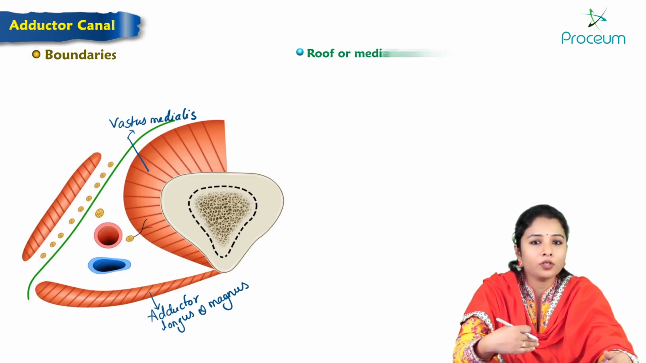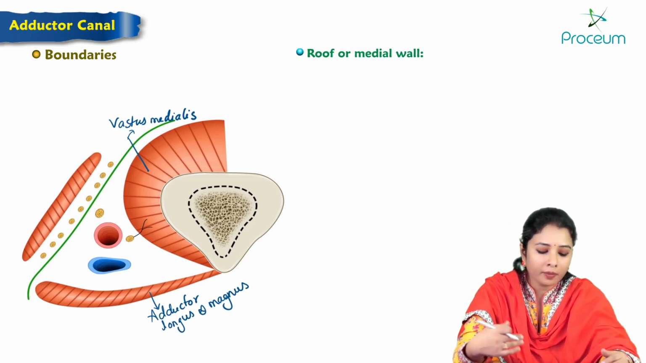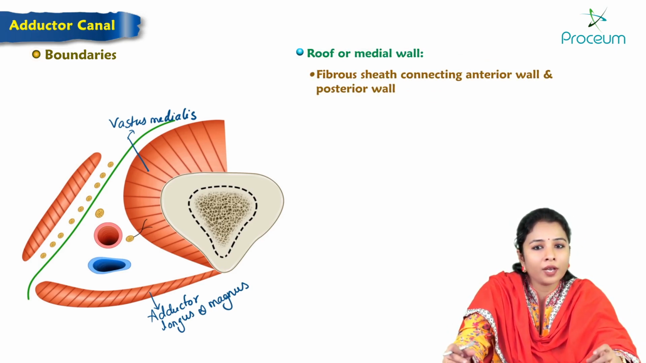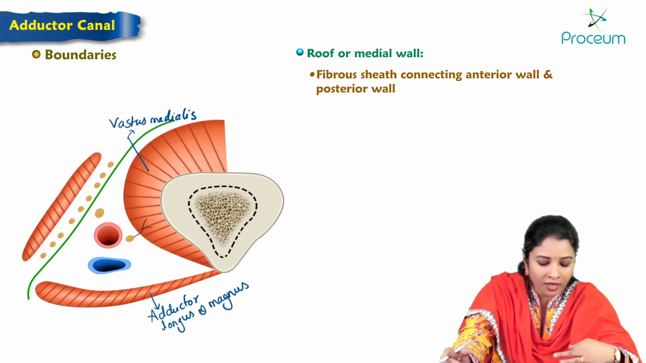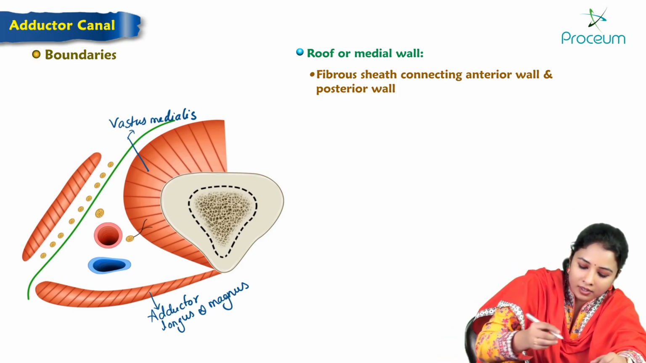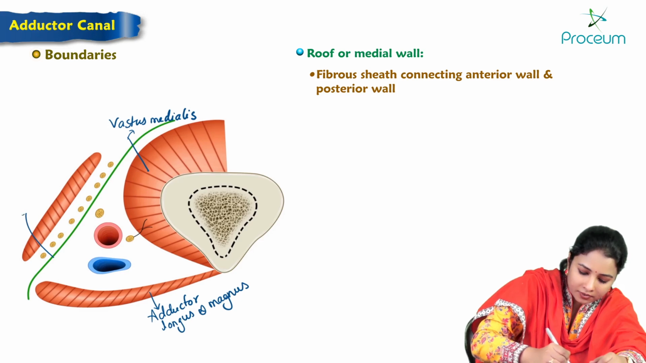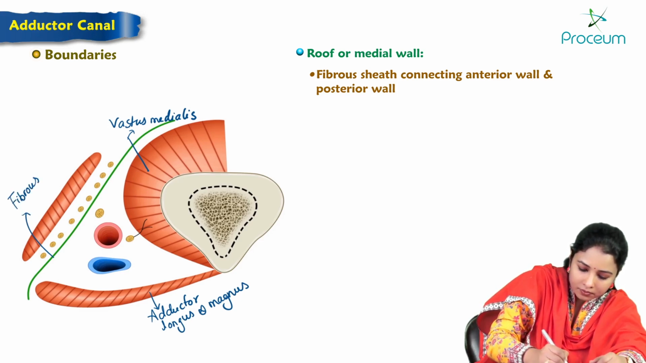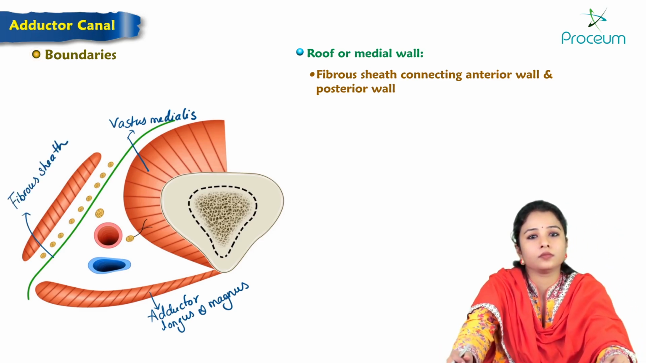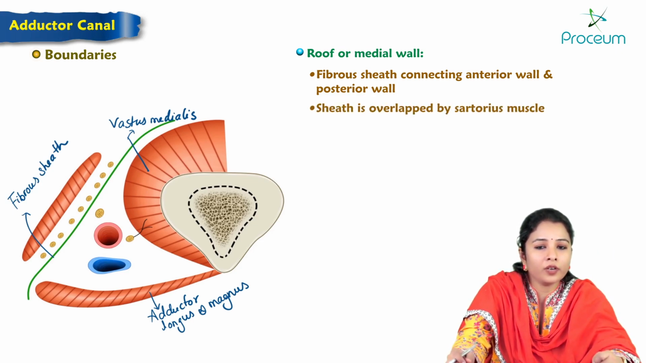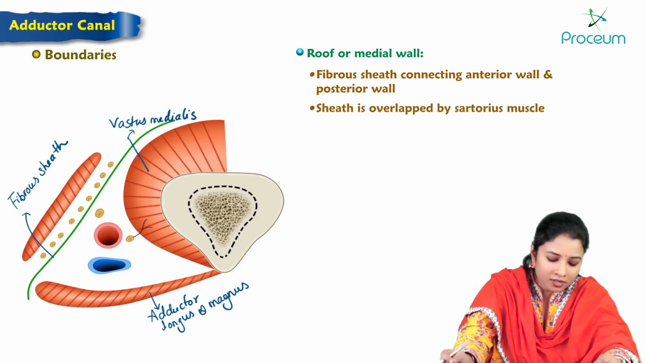And let's talk about the roof or the medial wall. The medial wall is formed by a fibrous sheath connecting the anterior wall and the posterior wall. So the roof is the fibrous sheath. The green colored structure is the fibrous sheath, and the sheath is overlapped by a muscle called sartorius.